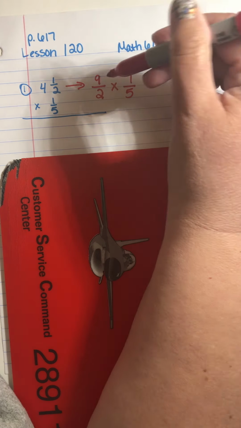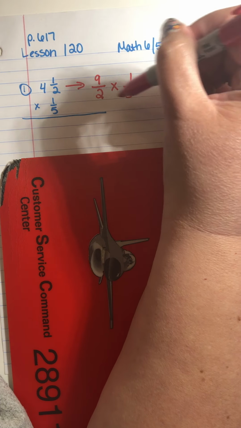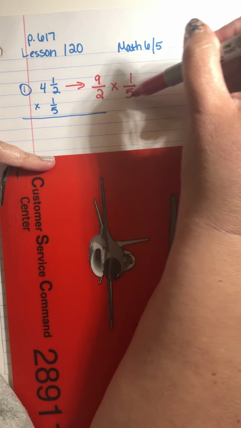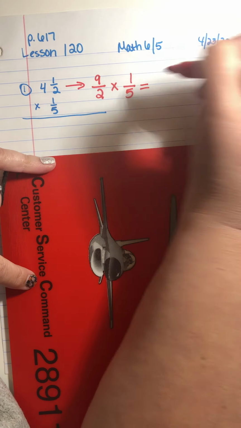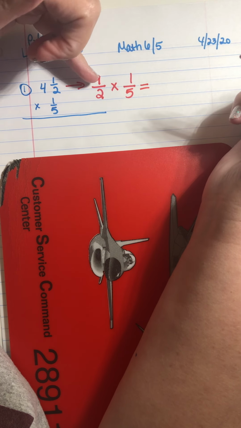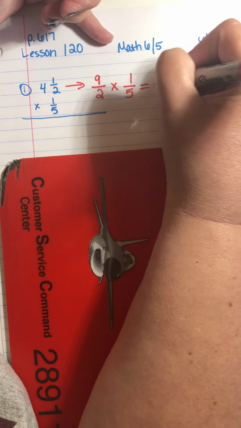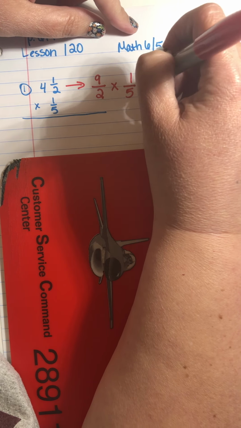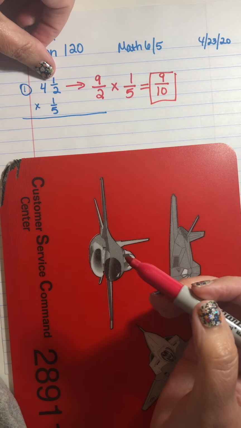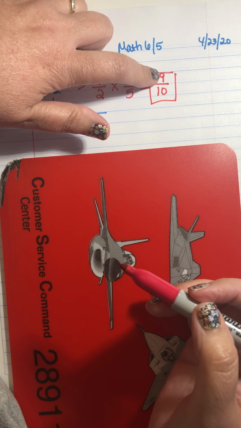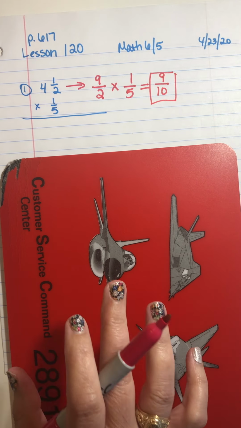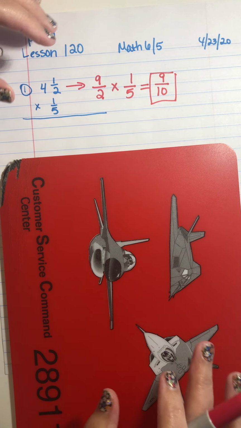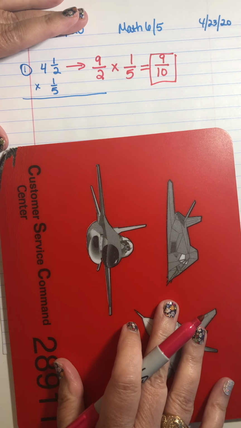When we multiply fractions, I like to write them horizontally so I can multiply my numerator up here and my denominator down here and see it better. My numerator, 9 times 1 is 9. My denominator, 2 times 5 is 10. So my answer to 4 1/2 times 1/5 is 9/10. So we just change those mixed numbers over into improper fractions.